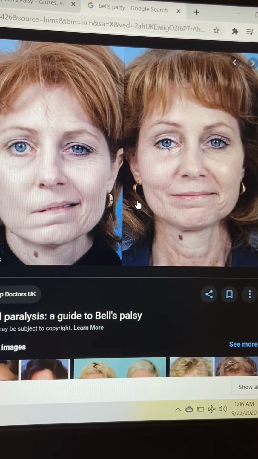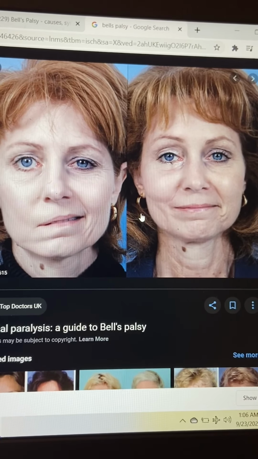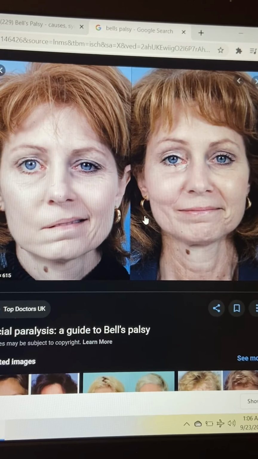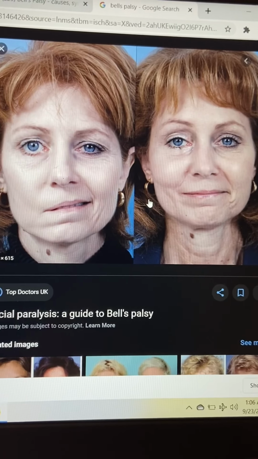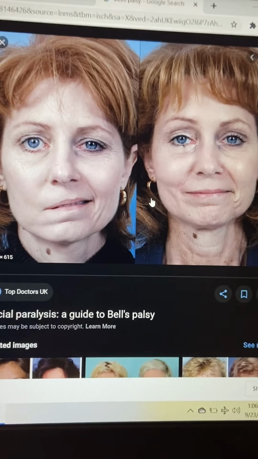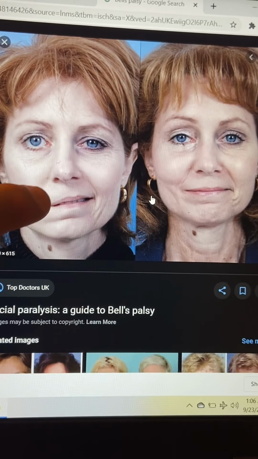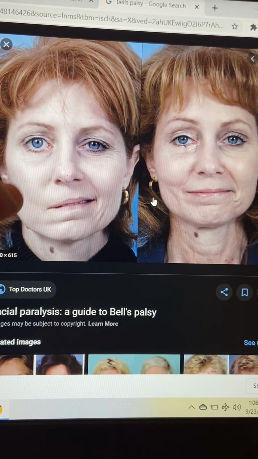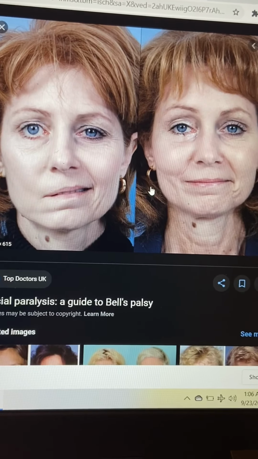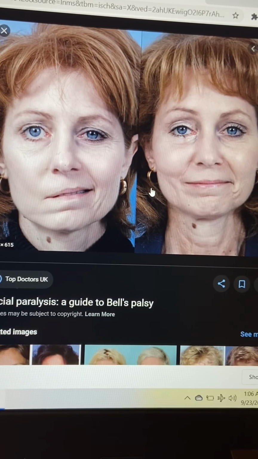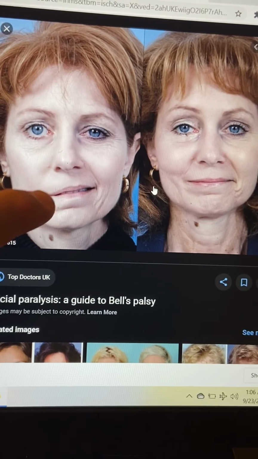So we can see a normal face on the right for this lady, and then Bell's palsy on the left, on that side of her face, where we have an absence of the nasolabial fold. So on this side of her face, there's no fold right here near her mouth. So near her lips, there's no fold. There's a drooping eyelid, so her eye is just wide open right there. And then the drooping mouth to the one side right here.